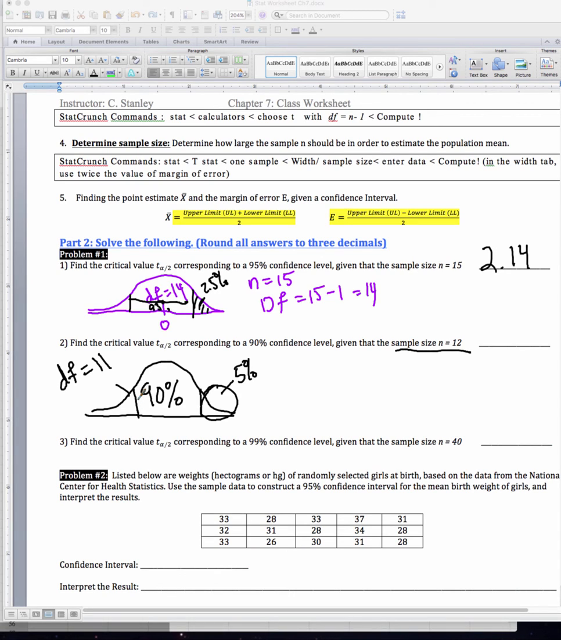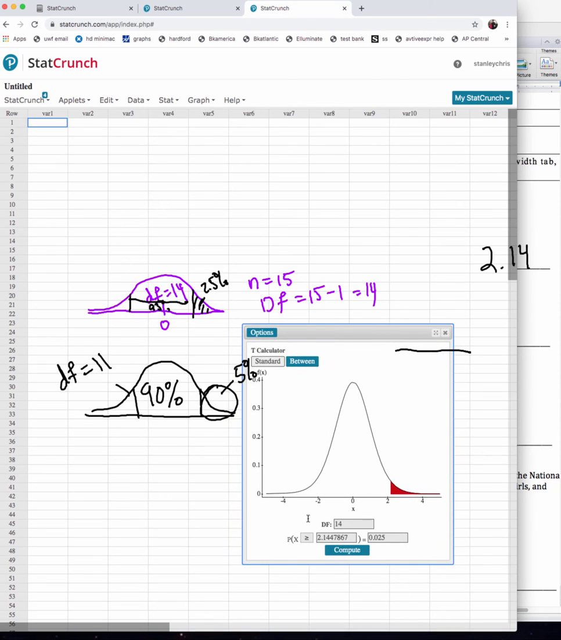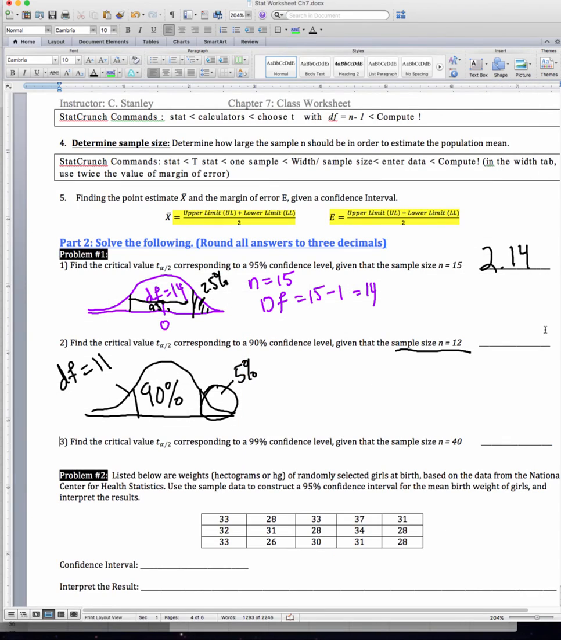So we could do the same thing. We just need to go back to StatCrunch. Get this out of the way. You can see it down here. I need to go to a DF of 11. And this right side needs to turn into a 0.05 for 5%. Compute. So that's 1 point... I'm just going to put it at 1.8. So the answer here is 1.8. Okay, I'll let you do that one.